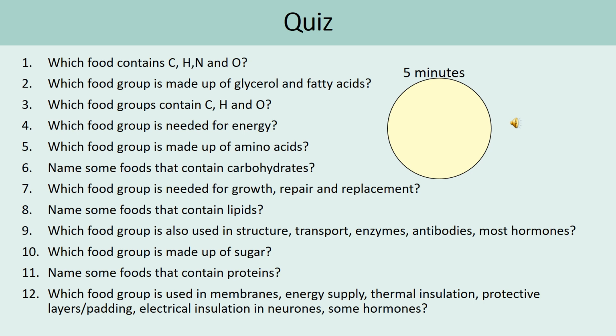Number 9, which food group is also used in structure for transport, makes enzymes, makes antibodies, and most of the hormones? Number 10, which food group is made up of simple sugars? Number 11, name some foods that contain proteins. So again, give 2 examples.